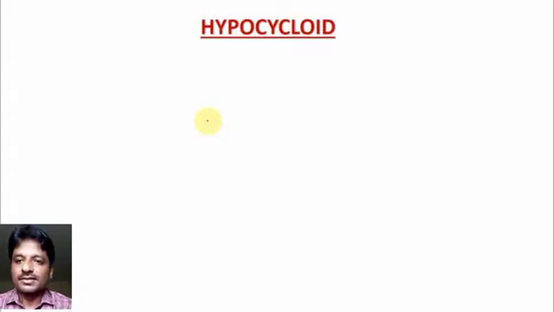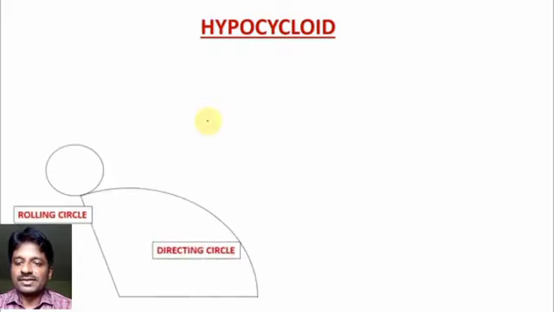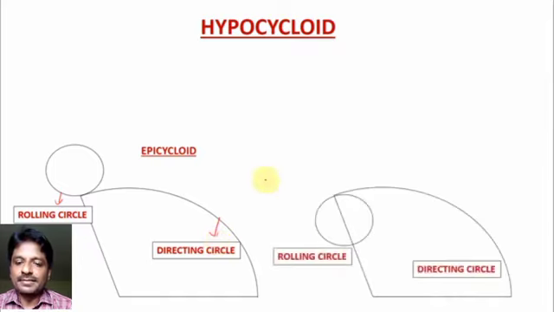Hello students, in this video we are going to see the hypocycloid. In the previous video we have seen epicycloid. In the epicycloid we have seen this is the rolling circle and this one is the directing circle. In the hypocycloid, same thing: we have the rolling circle and the directing circle.